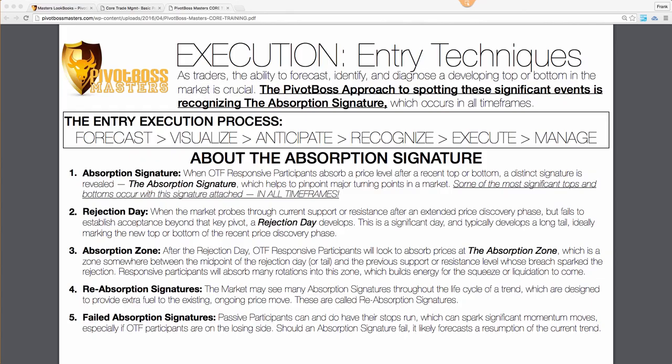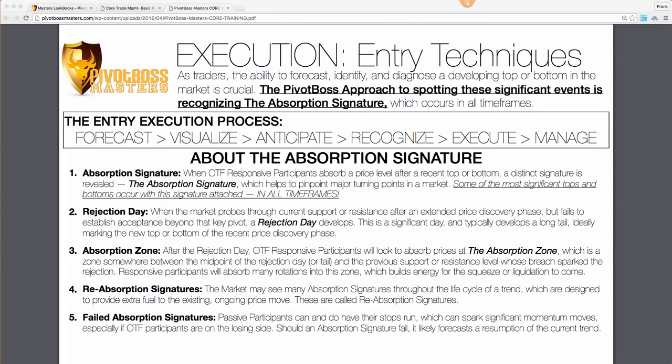There's also reabsorption signatures, and the market may see many reabsorption signatures throughout the life cycle of a trend. These periods of reabsorption are designed to provide extra fuel to the existing ongoing price move. After you see a significant reversal, a turning point in a market, you then look for those counter trend opportunities that occur within the existing uptrend.